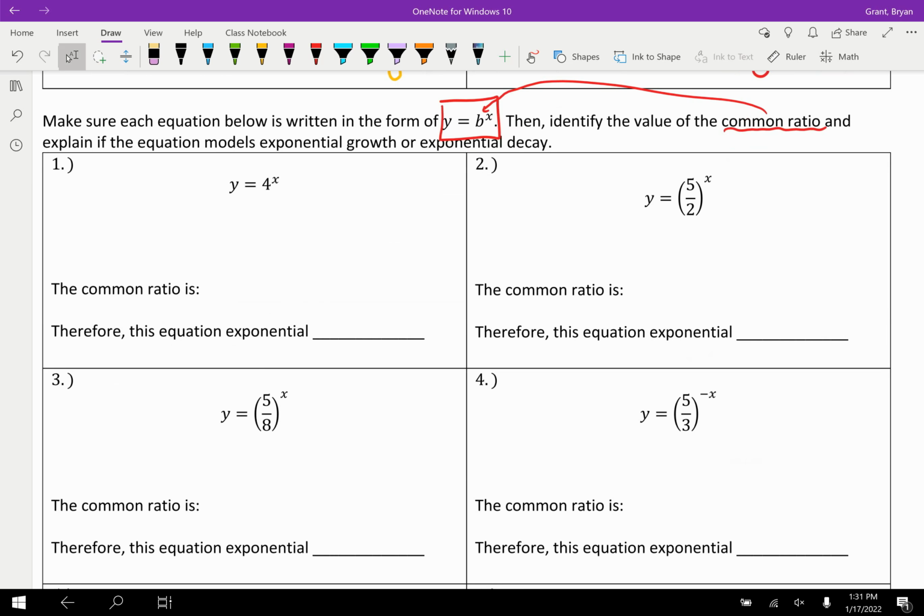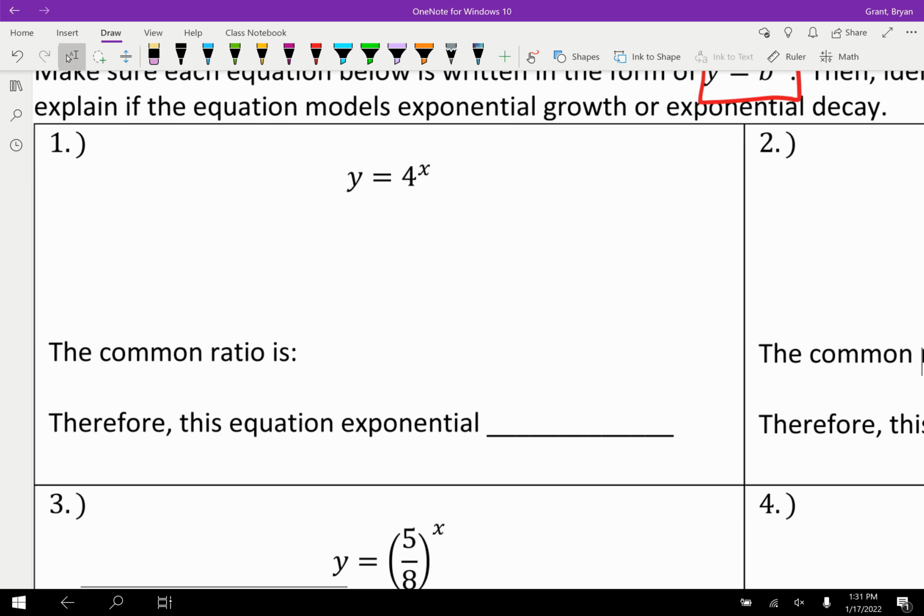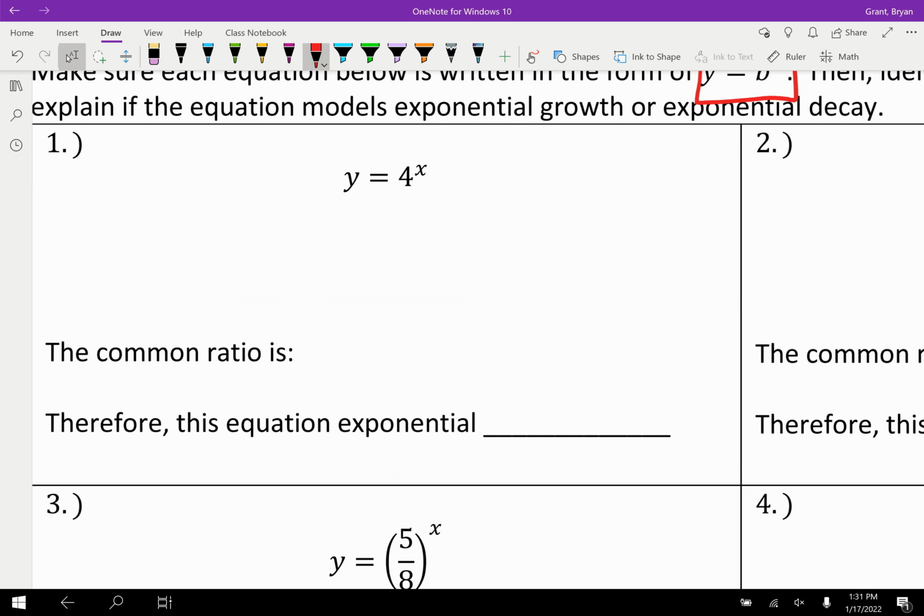All right, well, you're back, so let's look at the first problem and see if you're comfortable with it. Y equals 4 to the x power means you're going to put in some input, and then you're going to multiply 4 by itself that many times. If you multiply by 4, that means it's our common ratio, and multiplying by 4 increases the output, so that has got to be exponential growth, right? 4 is larger than 1.